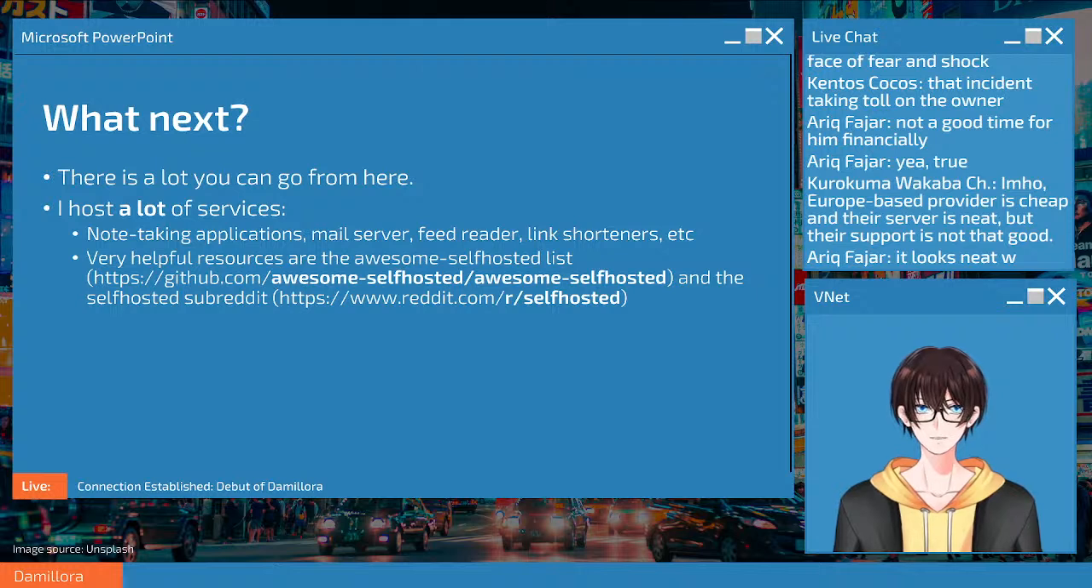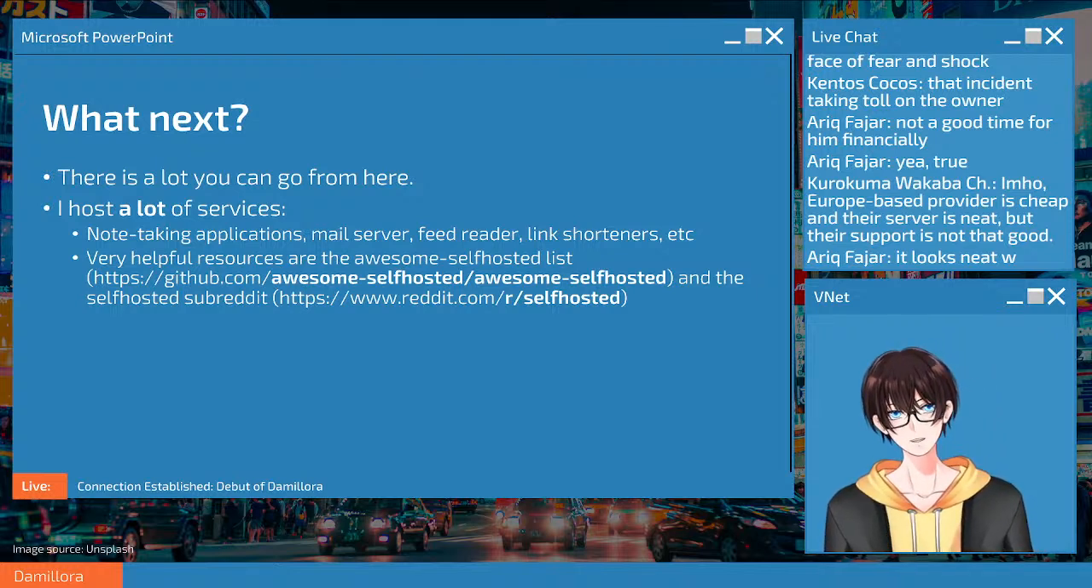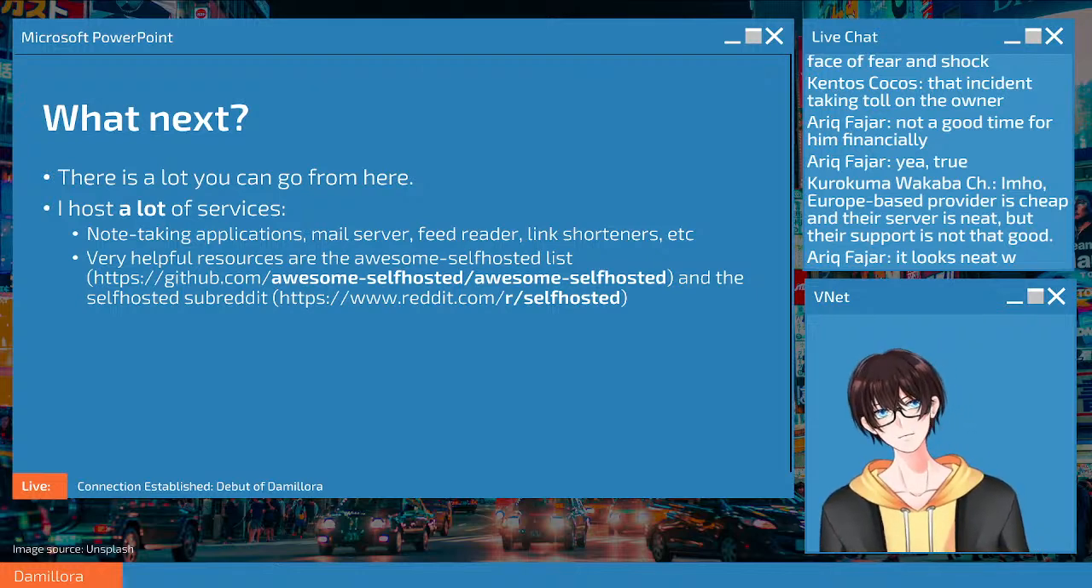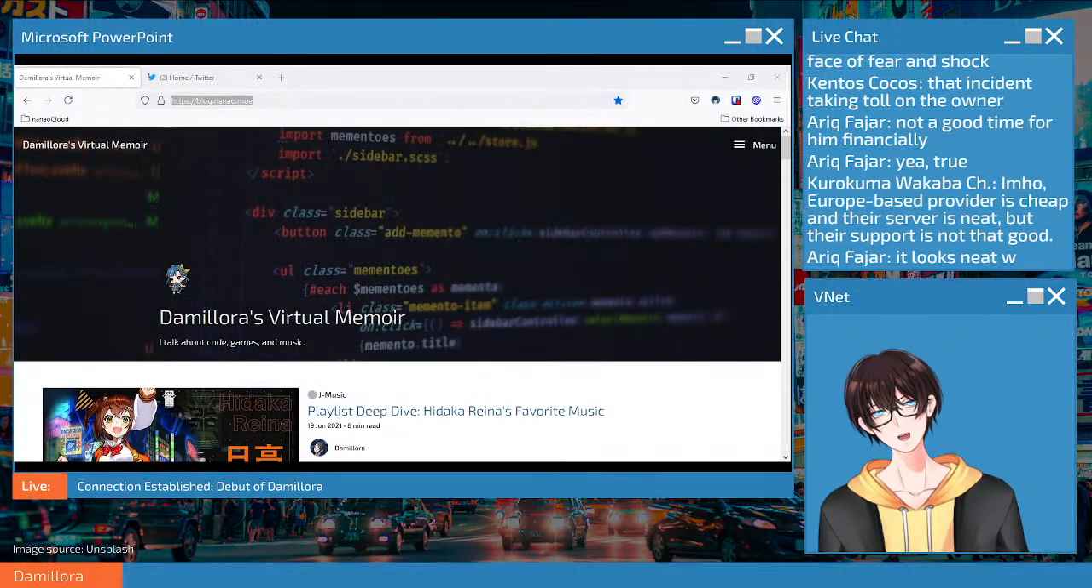And then if you have set up one of the first services there, what's next? There's actually a lot you can go from here. I host lots of services, like note taking applications, mail server, feed reader, link shorteners, lots of those. Let me just switch to my browser again to see how many there are. Spoiler alert, it's quite a lot.